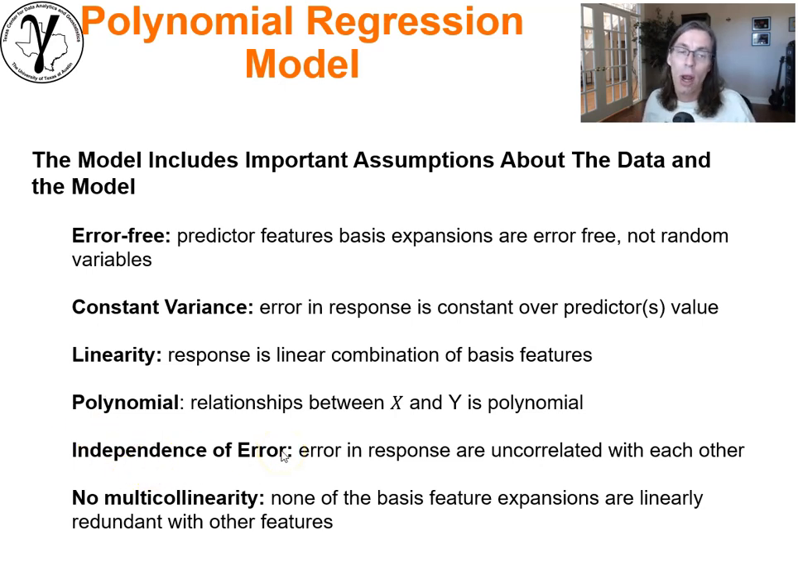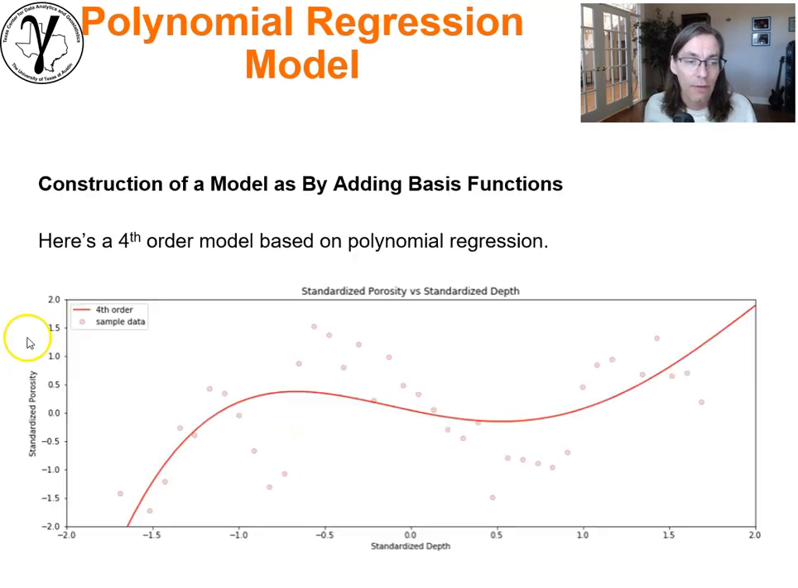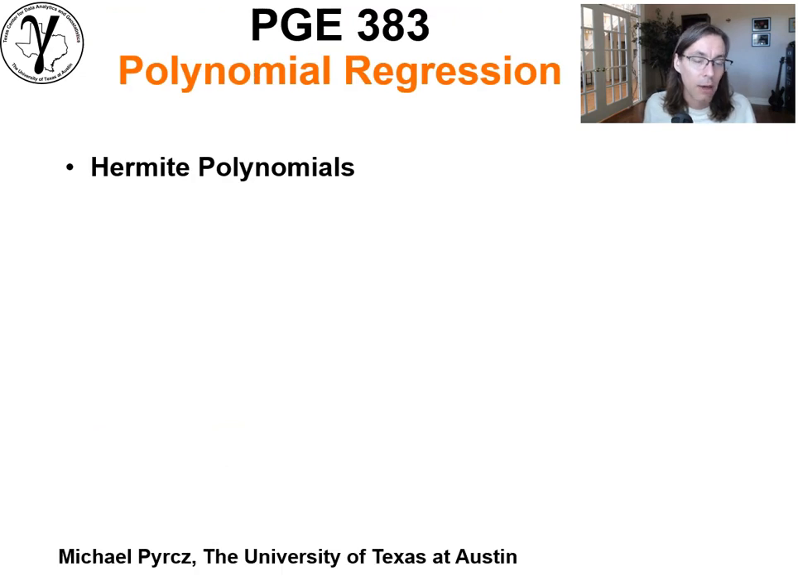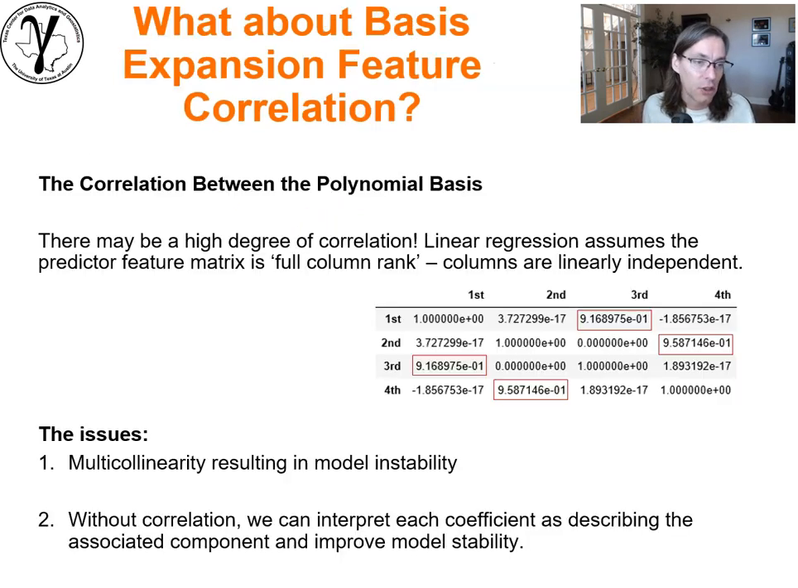Independence of error: if we were to track the errors across all of these locations, they would be independent of each other. There's not a systematic error with regard to the training data. And no multicollinearity. Now this is a problem with all of our models. None of the basis feature expansions are linearly redundant with each other. And so let's talk a little bit more about that and motivate the idea of Hermite polynomials for the purpose of our expansion of our original predictor features.